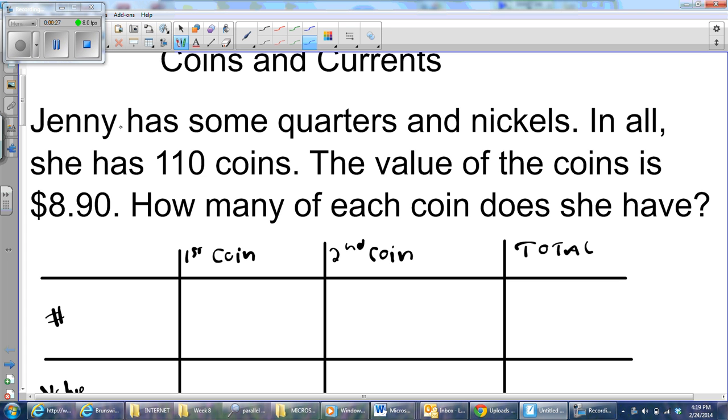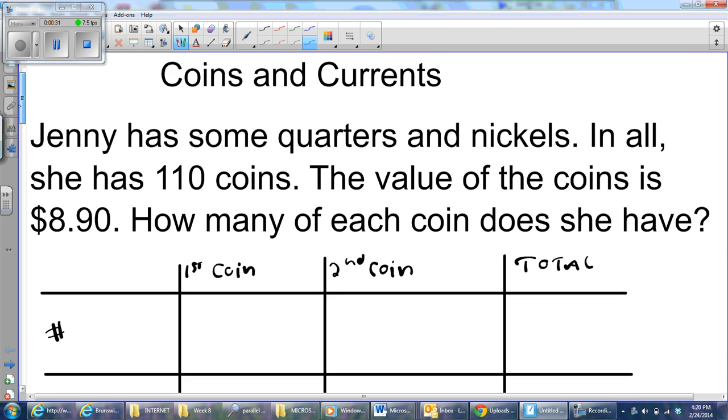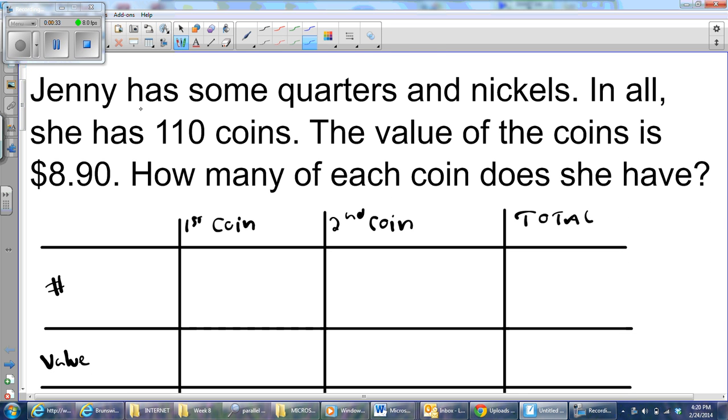All right, so today we're going to do some more mixture problems. This time we'll be doing coins and currents. Let's get right down to it. Jenny has some quarters and nickels. In all, she has 110 coins. The value of the coins is $8.90. How many of each coin does she have?